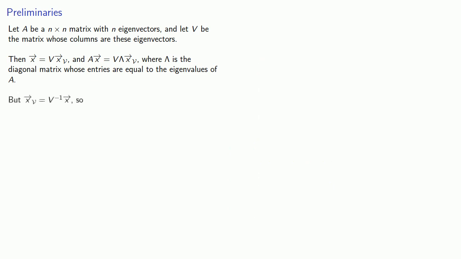But the coordinates of X with respect to V are the same as the inverse of V acting on our vector X, and so that gives us A acting on X is the same as V lambda V inverse acting on X. But if they do the same things to X, it follows that the matrix A and the matrix V lambda V inverse must be the same matrix.